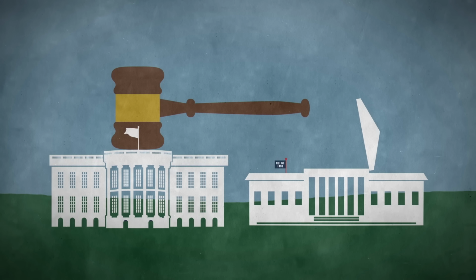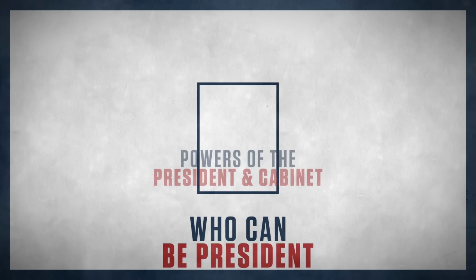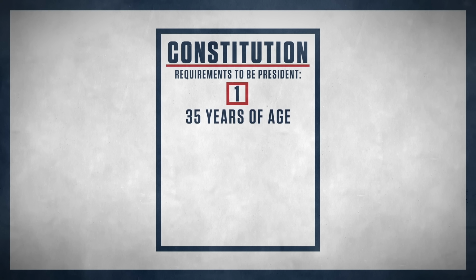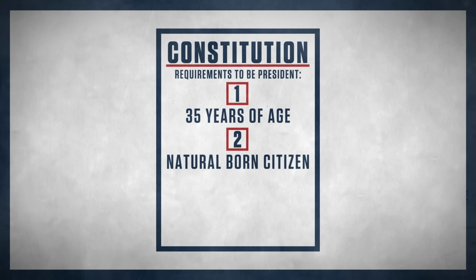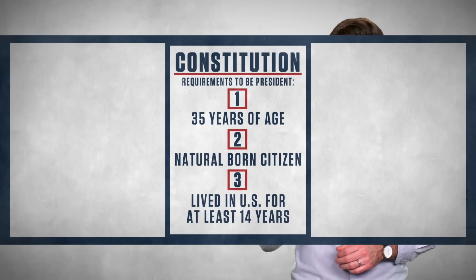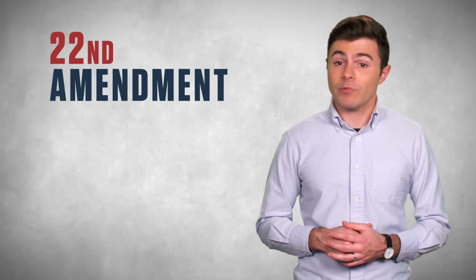But considering how much power the president is given, the eligibility requirements for the office of the presidency aren't very strict. The Constitution lists only 3 requirements. The president must be 35 years of age, a natural-born citizen, and must have lived in the United States for at least 14 years. Presidents are limited to 2 4-year terms, as stipulated by the 22nd Amendment, ratified in 1951. Before that, 2 terms was traditionally the limit until President Franklin Delano Roosevelt served 4.